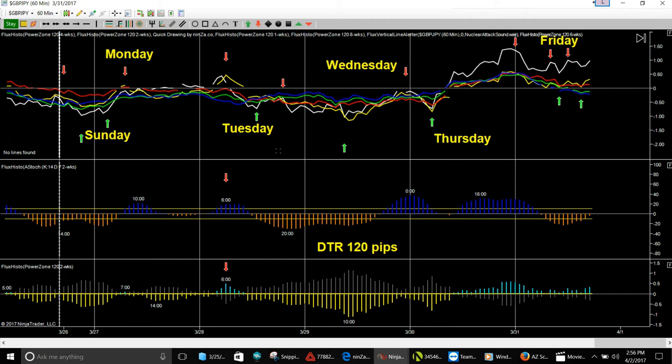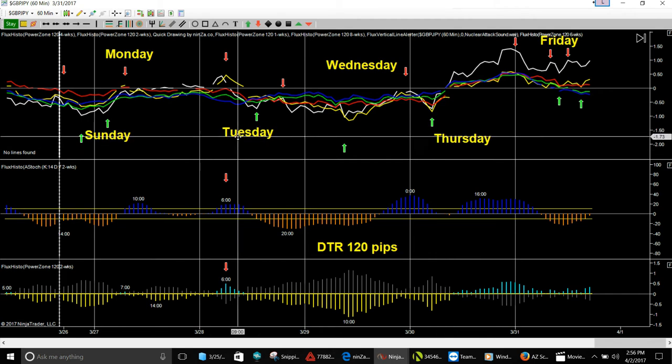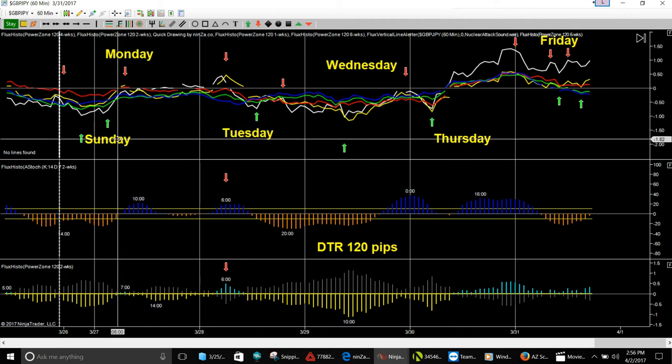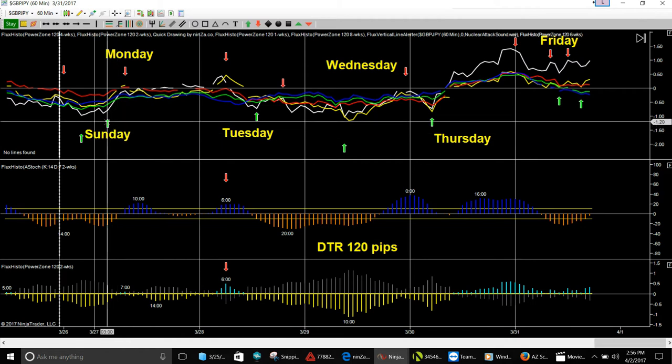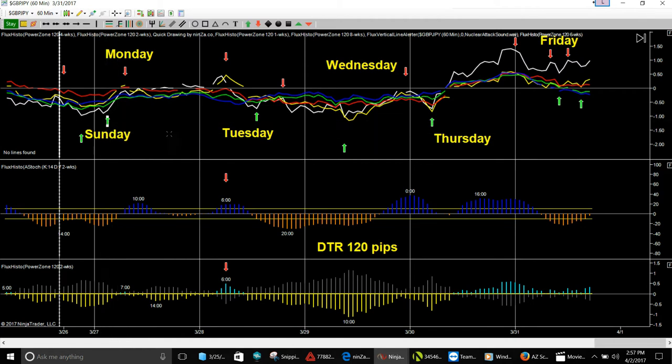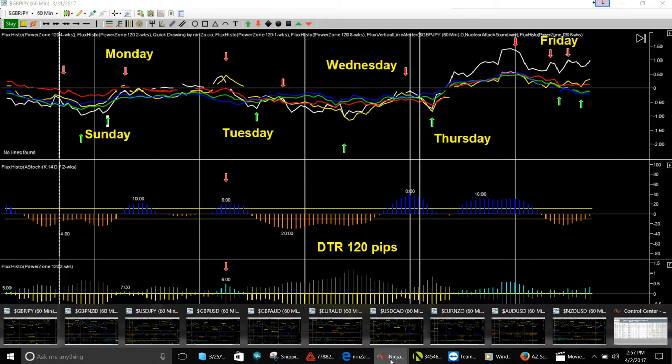So on the private funds, I don't trade the pound as much with these particular funds. But on other accounts, I do trade the pound a lot more.